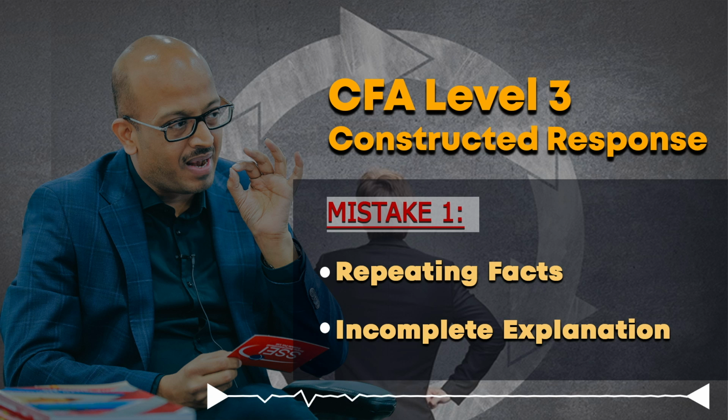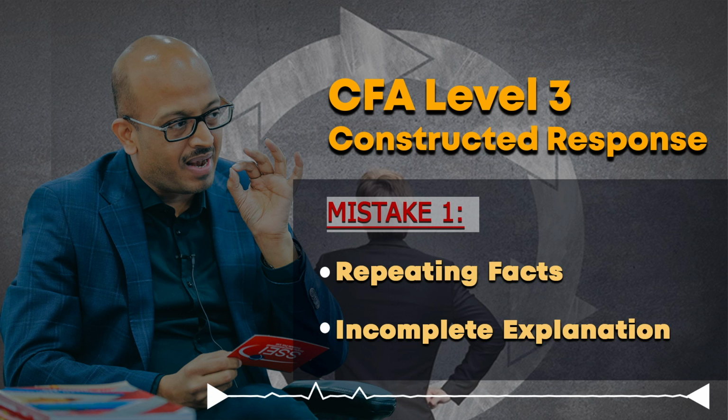So some students are writing, since inflation is expected to rise, fixed coupon bond should be avoided. Now here you have not given any logic, you have just repeated the fact. It was already given in the vignette that inflation is going to rise. So you will not get credit for the same. The second type of student is writing, since inflation is expected to rise, central bank will have a tight monetary policy. Therefore, fixed bond should be avoided. Now, this is not perfect. This may earn some credit, partial credit, but not perfect.